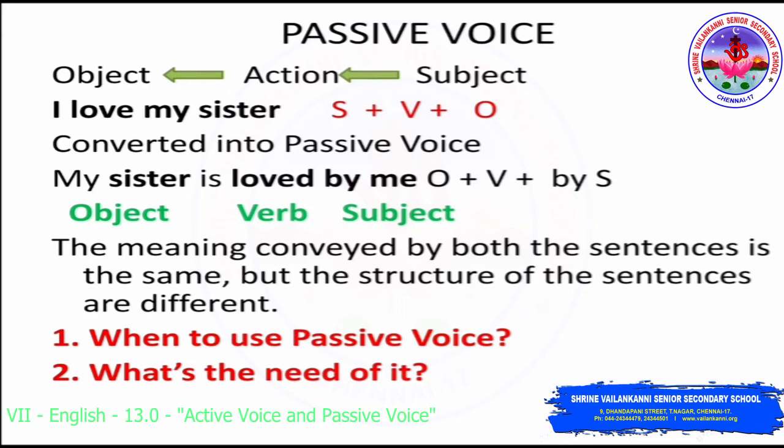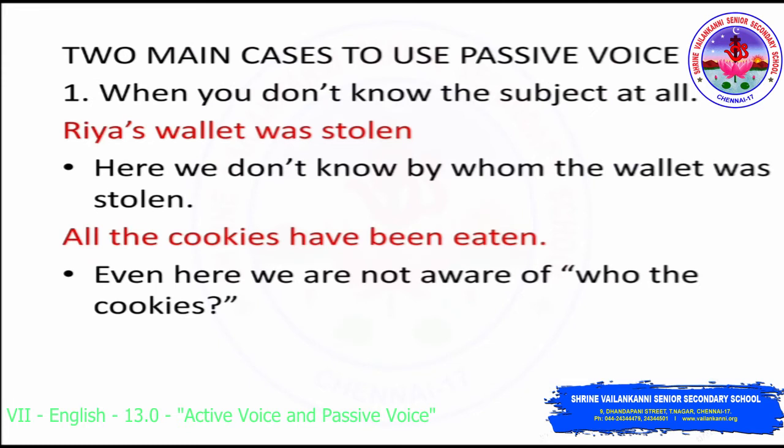But generally we use active voice only. We use the first case only. I love my sister is what we generally say. Now we will see when to use passive voice and what is the use of passive voice. There are two main cases to use passive voice. The first one, when you don't know the subject at all. For example, if I say Ria's wallet was stolen, here we don't know by whom the wallet was stolen.